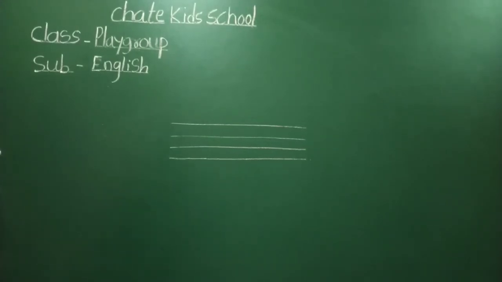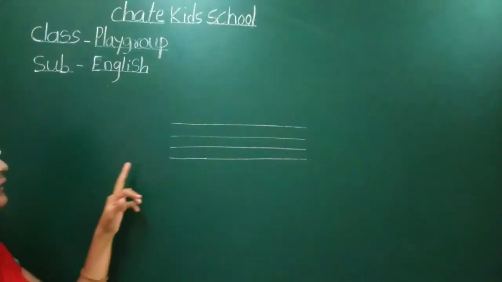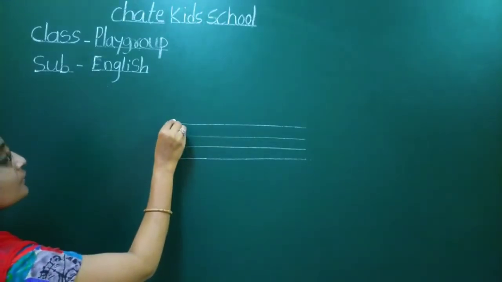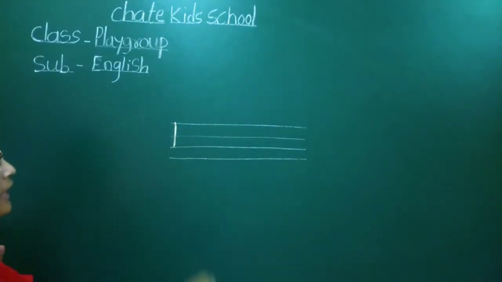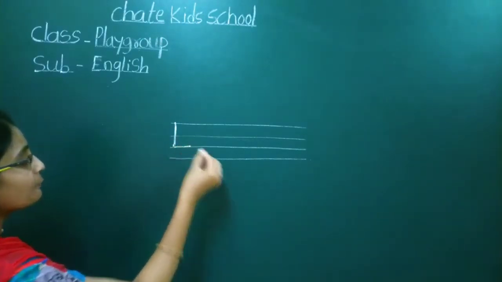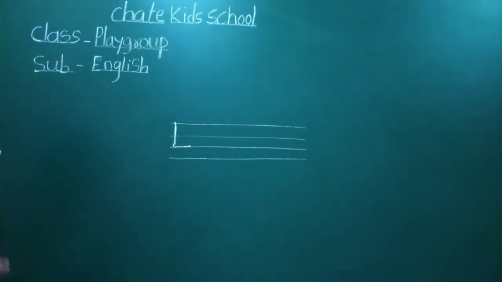Now, how to write L in four lines? आता आपण बघूया capital L four lines मध्ये कसा काढायचा. Draw a straight line and small slipping line. It makes a capital L.